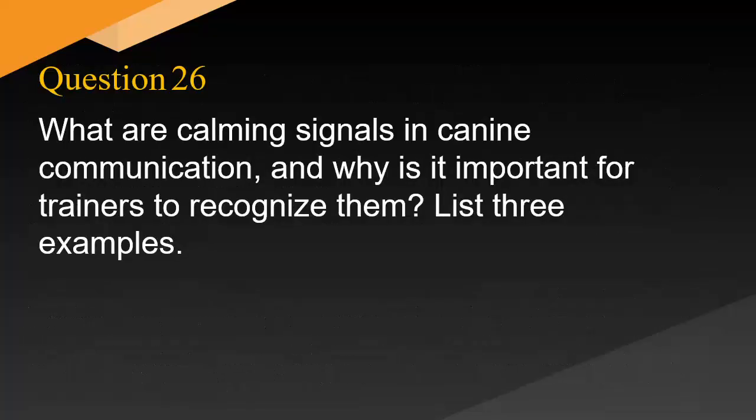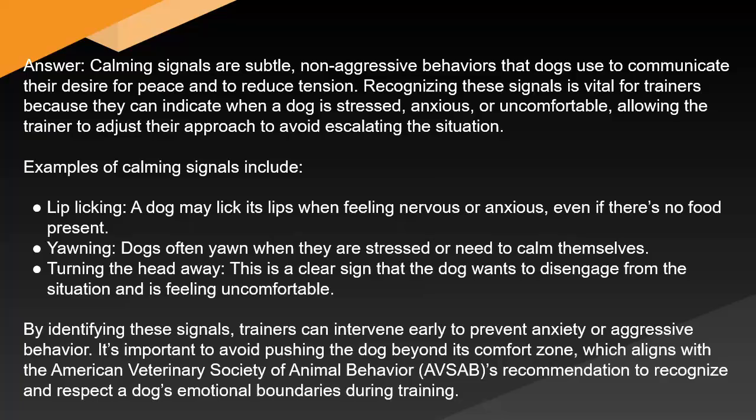What are calming signals in canine communication, and why is it important for trainers to recognize them? List 3 examples. Answer: calming signals are subtle, non-aggressive behaviors that dogs use to communicate their desire for peace and to reduce tension. Recognizing these signals is vital for trainers because they can indicate when a dog is stressed, anxious, or uncomfortable, allowing the trainer to adjust their approach to avoid escalating the situation.